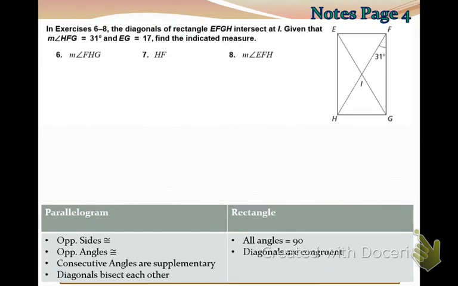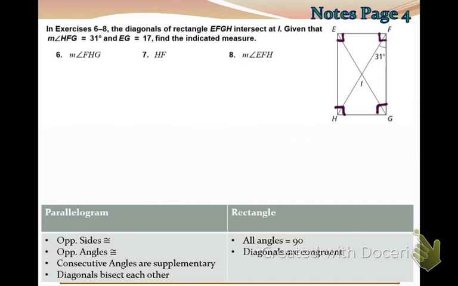It's at the bottom. What shape do we have here? We have a rectangle. So what could I draw on this rectangle that's not already there? We can draw our right angles. So go ahead and draw them in.